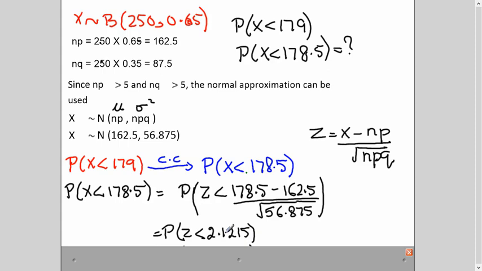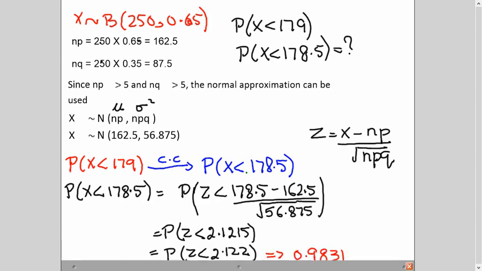And I have taught you how to read the table. So you will read the table and you will calculate the probability. I hope you understood.